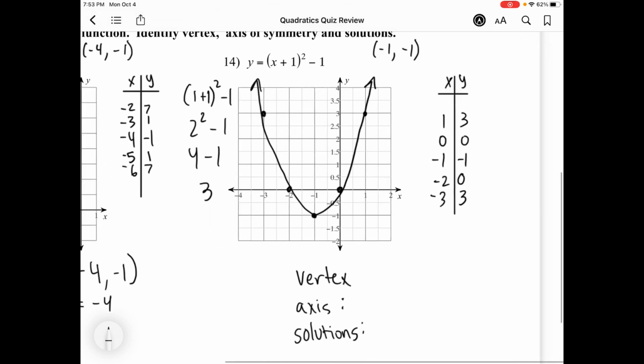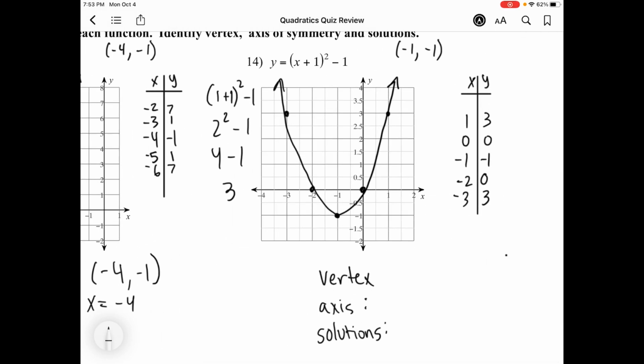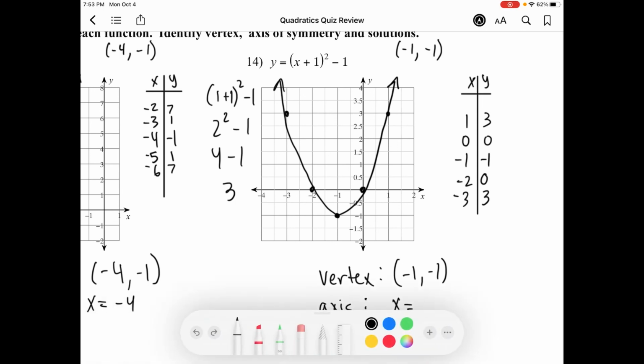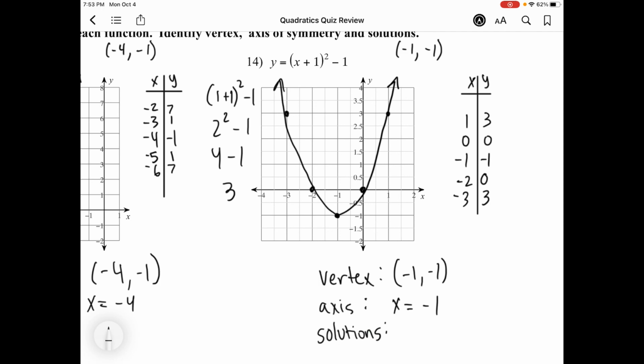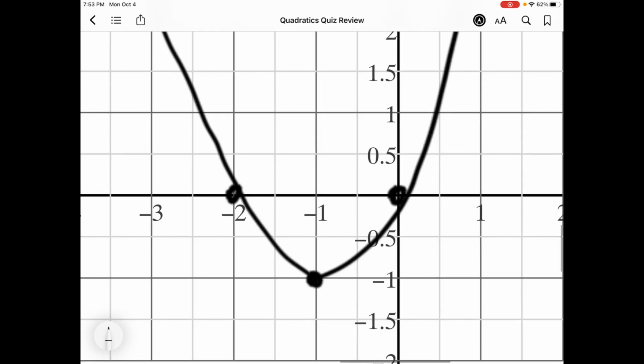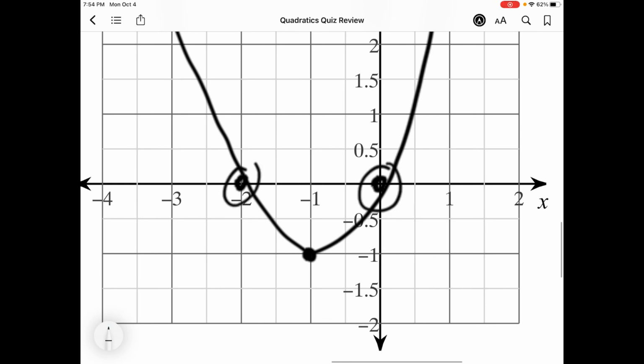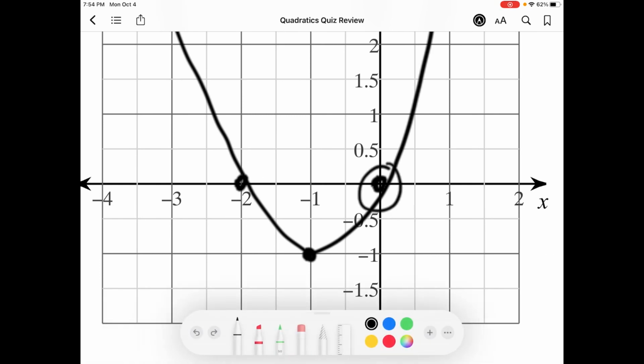Okay, so let's fill in. Now that we have our graph and our XY table done, we're going to fill in these blanks. Vertex is negative 1, 1. Sorry, negative 1, negative 1. The axis of symmetry, x equals, and then the x value here, which is negative 1. So x equals negative 1. And then the solutions, both of the examples on your quiz are going to be just like this. You see how it's very clear that our solutions are right there on the x-axis.